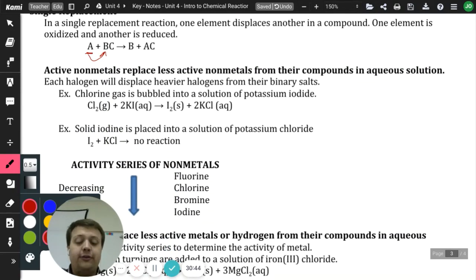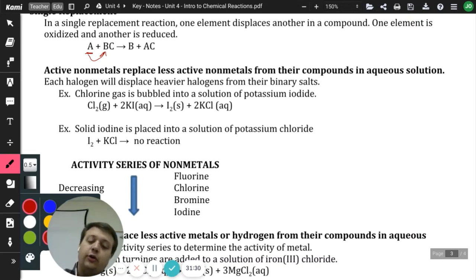Now for this, there are some activity series you need to keep in mind. Active nonmetals replace non-active nonmetals. Active metals replace non-active metals. So when we're looking at this, we're going to be using our activity series. On a periodic table, your activity series for your nonmetals is essentially just based off of where they are. As I'm moving down, my activity is going to be decreasing. So if I'm trying to see if bromine can replace fluorine, it cannot because it is lower on the activity series, or lower on your periodic table. So you can do that with your nonmetals.